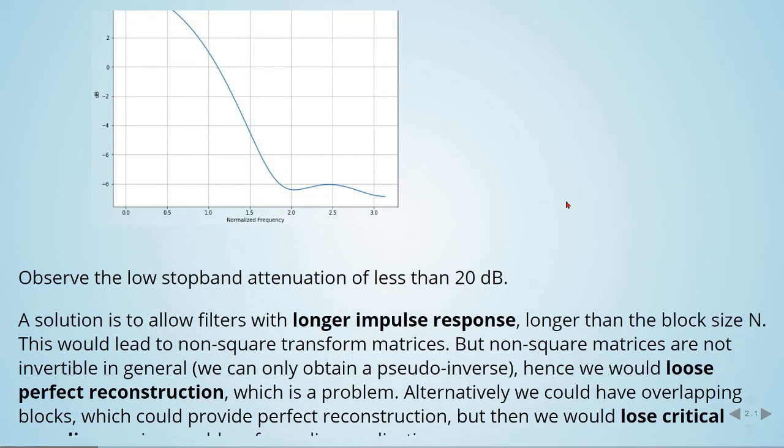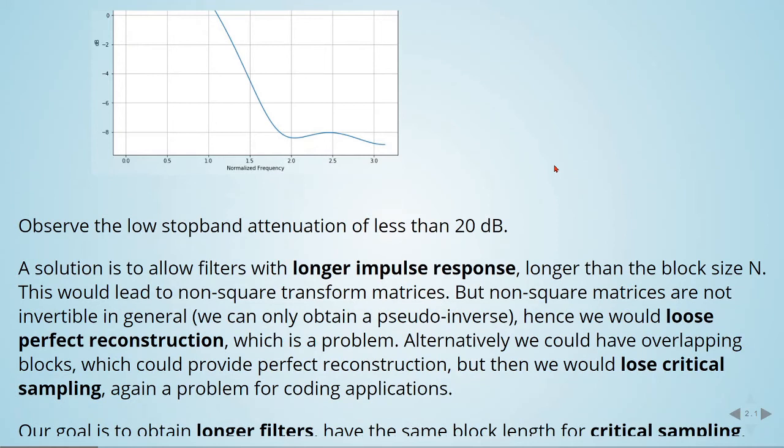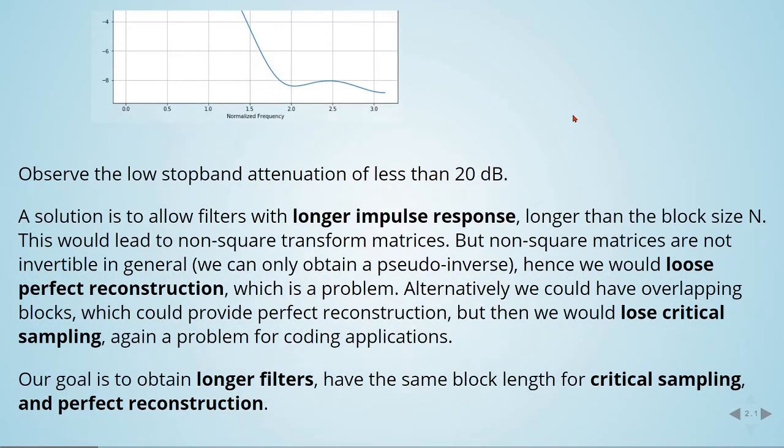A solution is to allow filters with longer impulse responses, longer than the block size N. This would lead to non-square transform matrices, but non-square transform matrices are not invertible in general. We can only obtain a pseudo-inverse. Hence, we would lose perfect reconstruction, which is a problem. Alternatively, we could have overlapping blocks, which could provide perfect reconstruction, but then we would lose critical sampling. Again, a problem for coding applications.